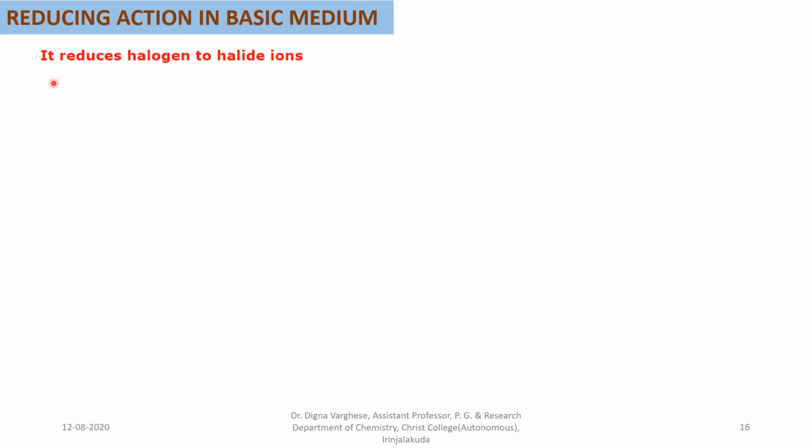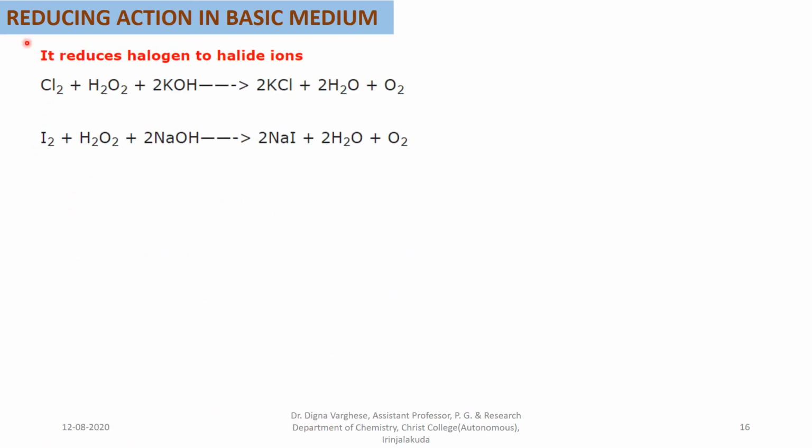It reduces halogen to halide ions. When we take chlorine in presence of an alkali, here it is potassium hydroxide, so potassium chloride is formed. Iodine, here it is sodium hydroxide, sodium iodide is formed. So whatever alkali is taken with the hydrogen peroxide and the halogen, the corresponding alkali metal halide is formed.